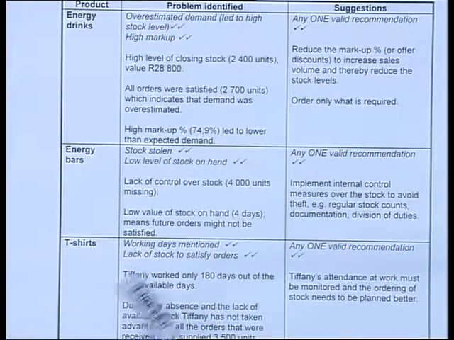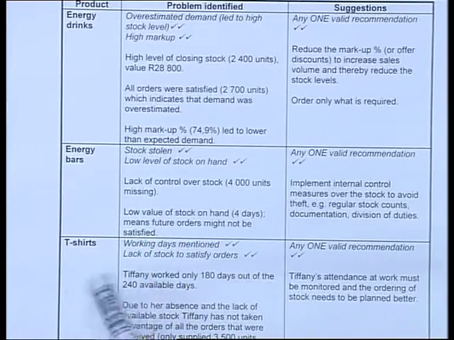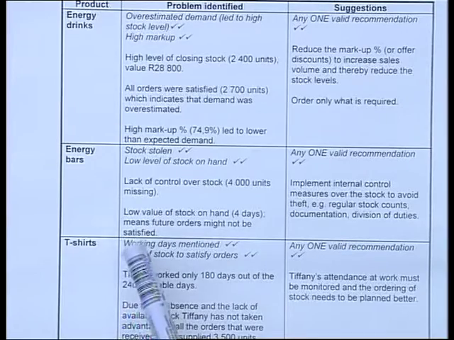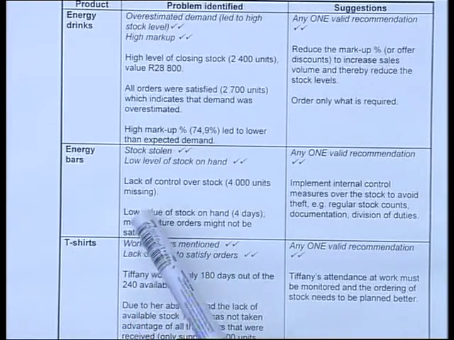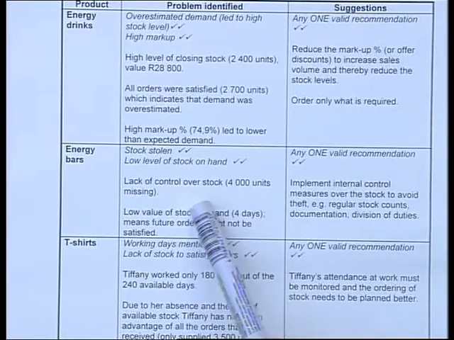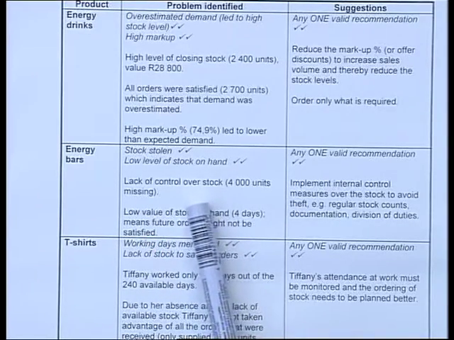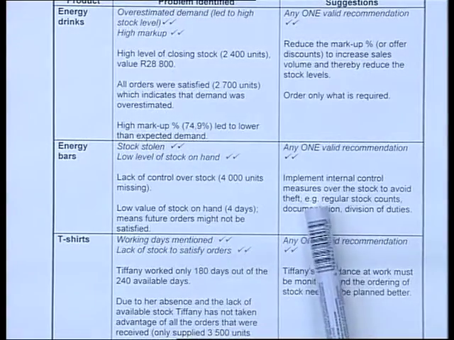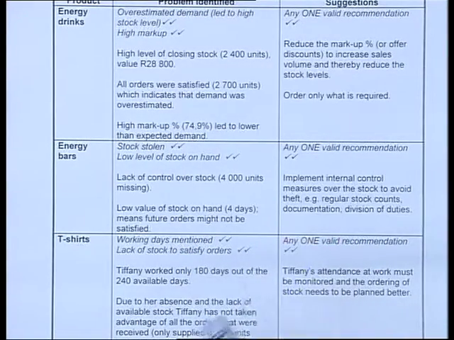Okay, the energy bars. The problem there was that some of the stock was stolen. If you do your calculations there, you will find that 4,000 units went missing. So there's a lack of control over stock. So you will give suggestions on how to improve stock control. So you will say implement internal control measures over the stock to avoid theft. Regular stock counts, documentation, division of duties is always an important one when it comes to internal control.